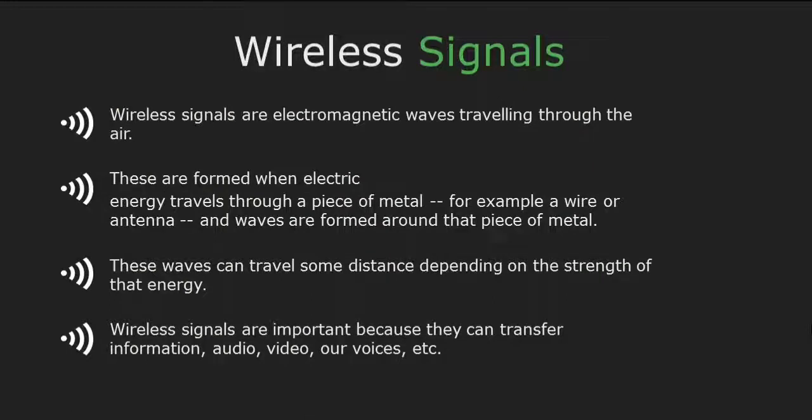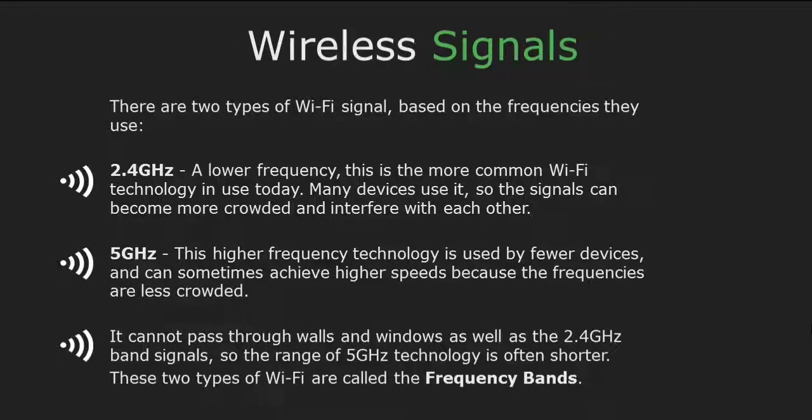Next is wireless signals. Wireless signals are electromagnetic waves traveling through the air. They are important because they can transfer information like audio, video, our voices, and so on. There are 2 types of Wi-Fi signal: 2.4 GHz, a lower frequency. This is the more common Wi-Fi technology in use today, and the 5 GHz, which is a higher frequency used by fewer devices and can achieve higher speeds. The range is also shorter.